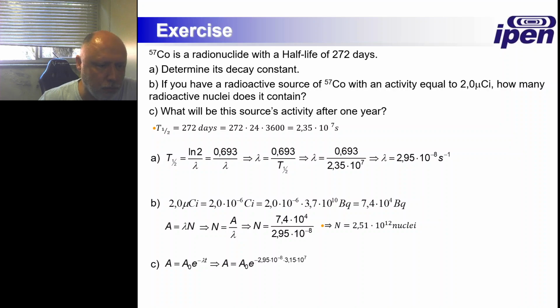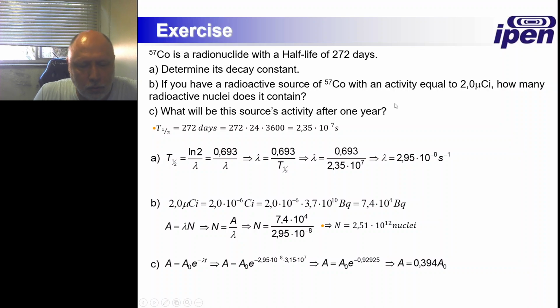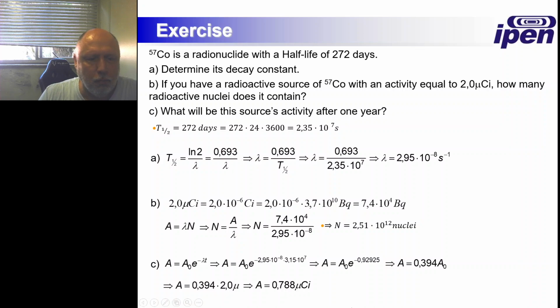This is the equation. Just put it in a calculator and you reach that it's now less than 40% of the original activity, which is what we expected, right? Less than half. Meaning it's 0.8 microcurie. It was 2, now it's 0.8.